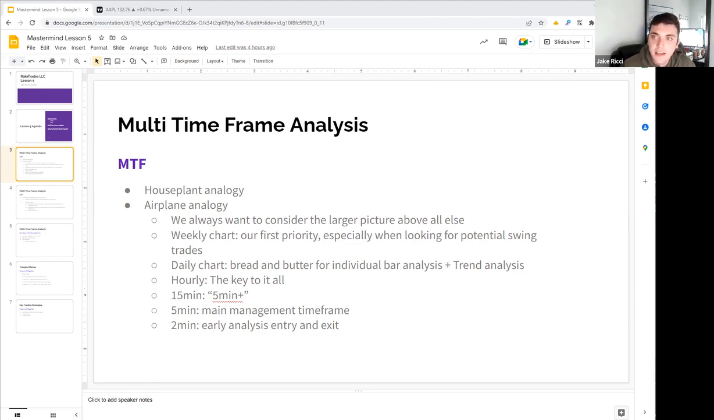So let's dive into what we use each of these specific time frames for, the ones that are the most common for us, that I use, and the most common on a day-to-day basis. What are we going to be using them for? Right. So again, we want to consider the larger picture above all else.